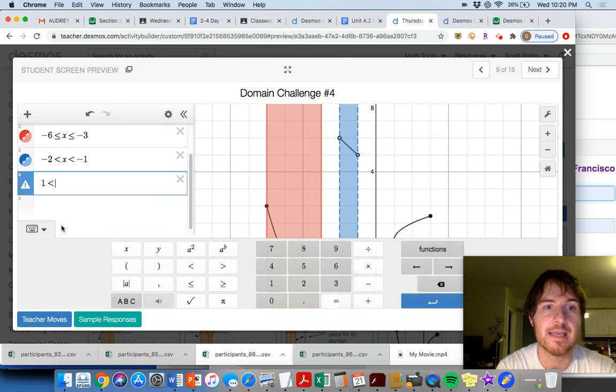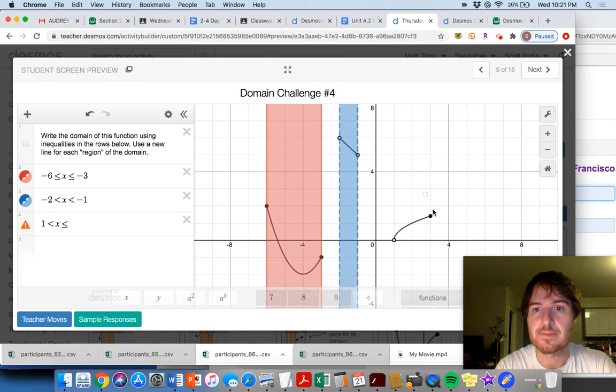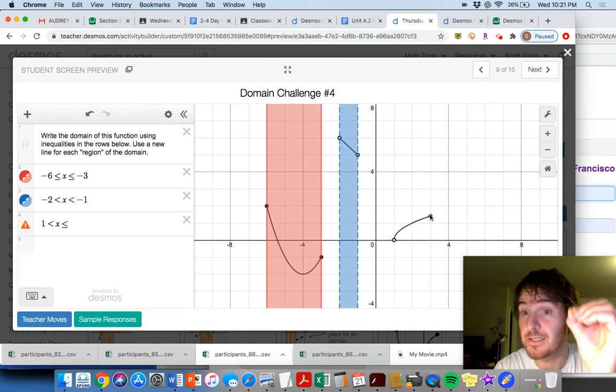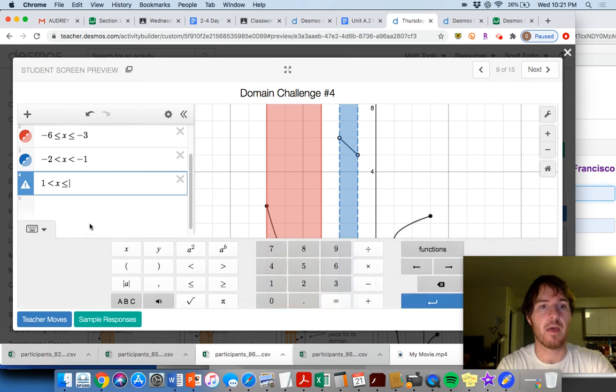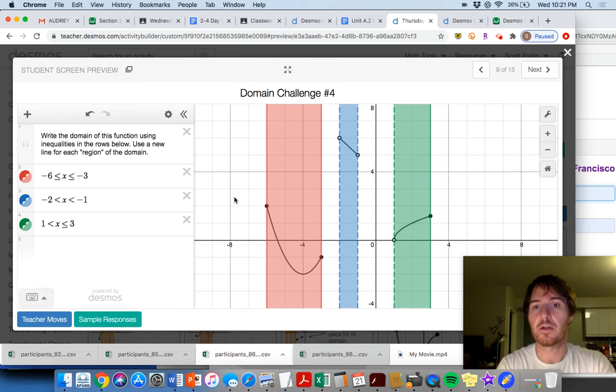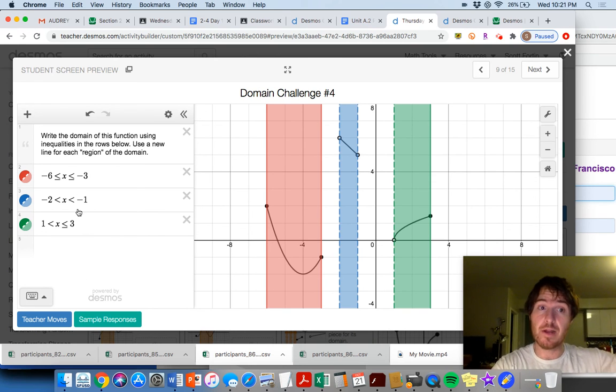So 1 is less than x, which is less than or equal to 3, because this closed dot is inclusive, right? I'm going to say inclusive and exclusive a whole bunch here. You might as well learn them now. And then we are good to go. Look, we're describing the domain. Yes, we got it. This is how a mathematician will write out the domain, right?